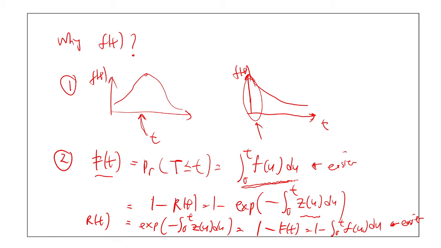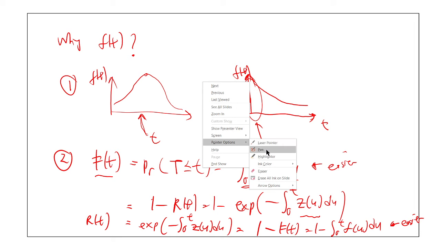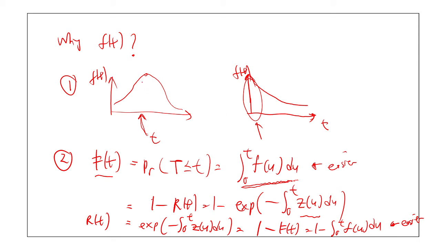So those two reasons are why you need to decide what the PDF is, what the type of distribution is for our time to failure. The type of distribution is unique for the equipment.